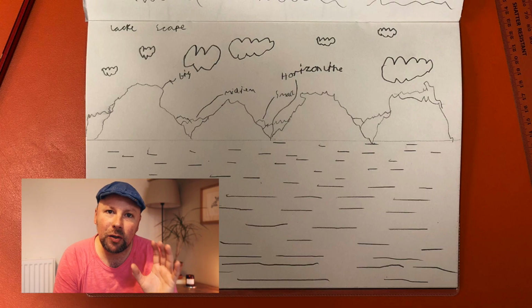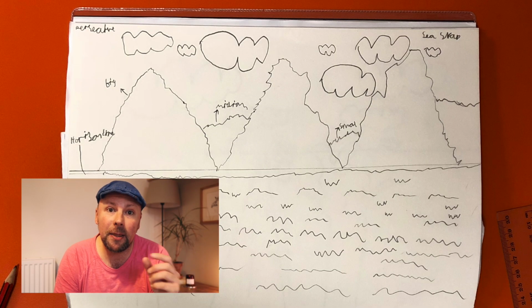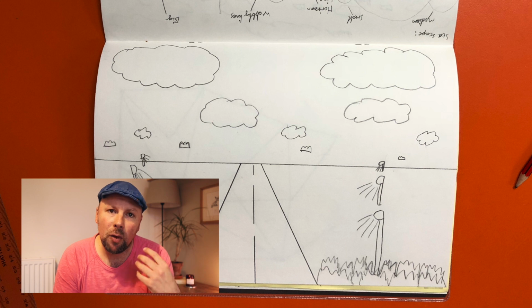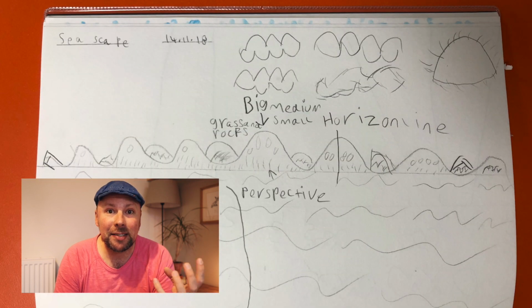Now these drawings took about 10 minutes each to do, but what you can see from the drawings is that the pupils really understand the technique. They understand the use of the horizon line, they understand the use of big, medium and small, and the way they've applied it makes these pictures look believable, dynamic and exciting.